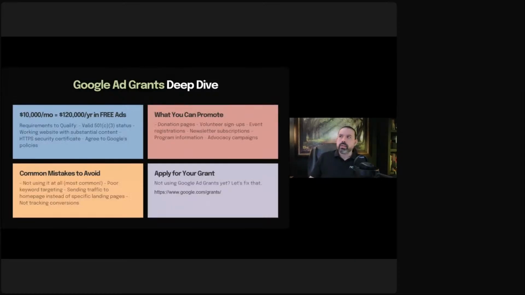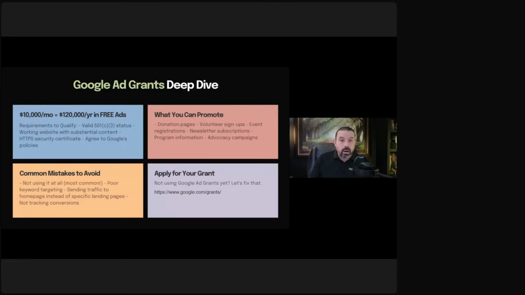All right, let's talk really quick about Google Ad Grants. I want to talk about this. There is $10,000 a month available. The requirements are you've got to have 501c3 status, a working website with substantial content. Make sure that it isn't just a one-page website. You've got to make sure you have SSL enabled, and you have to agree to Google's policies. You can promote your donation pages, volunteer signups, event registrations, newsletter subscriptions. You can promote your organization. This isn't a handicap program when it comes to that.